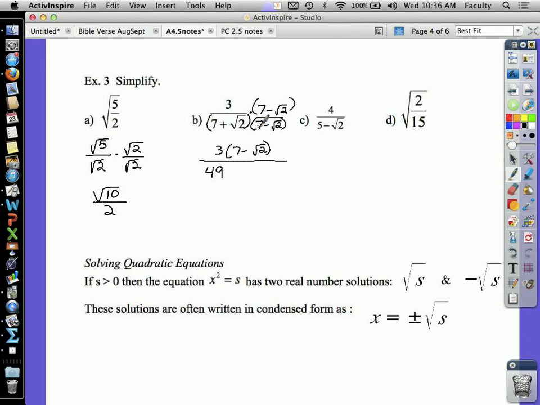They're going to make the radical disappear. And then I have a positive times a negative, which is negative. And what's radical 2 times radical 2? 2. Radical 4, which is 2. So this is 3 times the quantity, 7 minus radical 2 over 47. Nothing cancels. Sometimes the 3 will cancel with the denominator, but you don't need to multiply out the numerator.